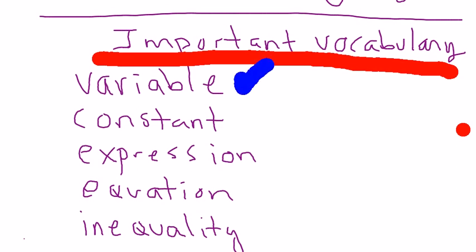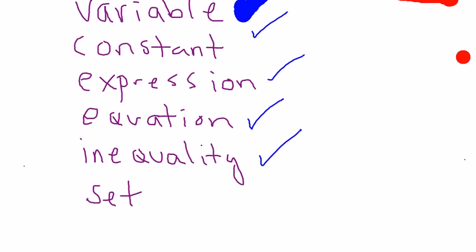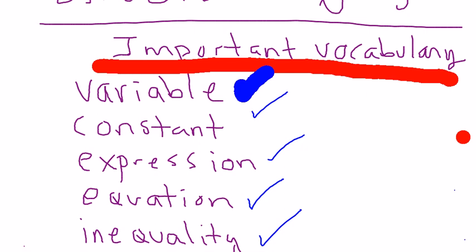Variable, constant, expression, equation, inequality, and set. Okay, so what I'm going to do is just tell you the definition. Feel free to write it down, and then perhaps run you through some examples. Okay, so let's start off with variable.